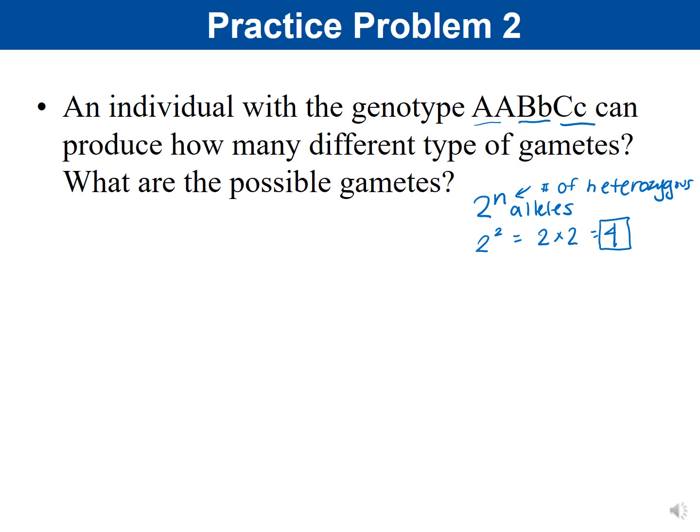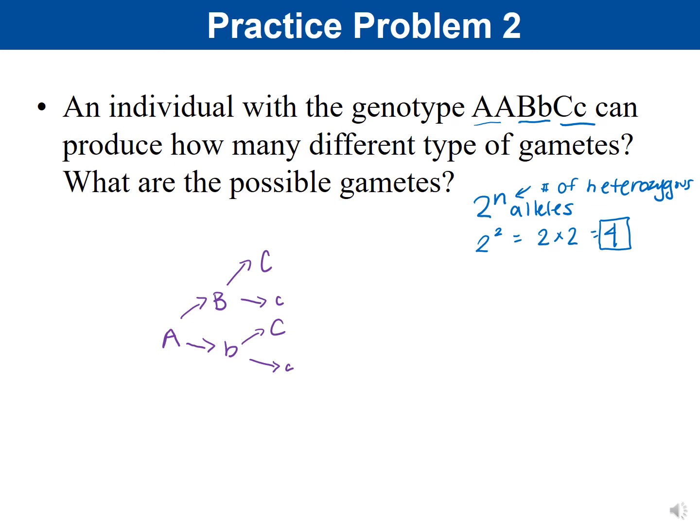Now, for me, the easiest way to determine what are the possible gametes is I like to do what I call a tree diagram. So I start with my A's. With my A, there's only one possibility. It's always going to be a big A. Now, that big A could pair up with a big B, meaning it could line up so that an A has the big B with it, or it could be a little b. Those can line up with big C or little c. And that's true for this one, can pair with big C or little c.